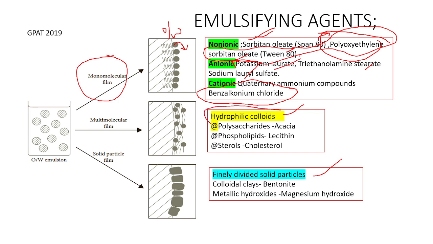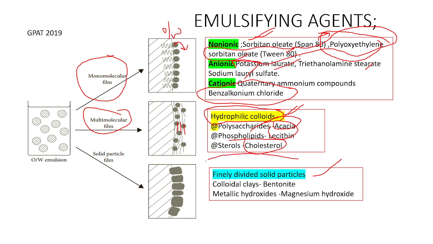Next one is hydrophilic colloids. An example is under the polysaccharides. Hydrophilic colloids form a multimolecular film: this is one layer, this is the second layer, the third layer, like that. A multimolecular film can be formed by hydrophilic polymers. A polysaccharide example is acacia, a phospholipid example is lecithin, and under the sterols the example is cholesterol.